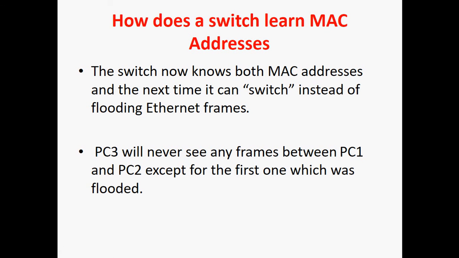Next time PC1 and PC2 are communicating, the switch will check the MAC address table. It will switch that frame instead of flooding the Ethernet frames. PC3 will never see any frames between PC1 and PC2, except for the first one which was flooded.